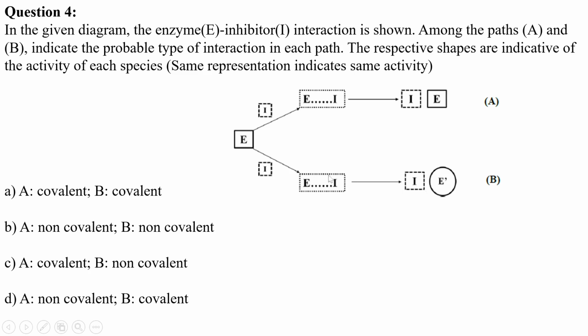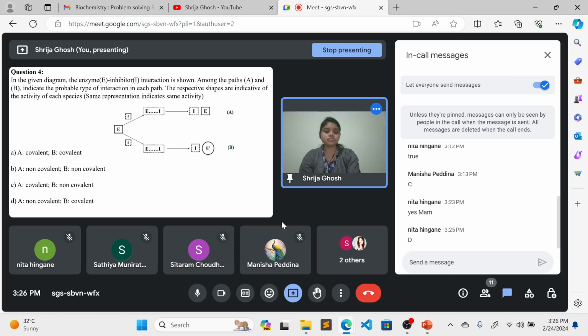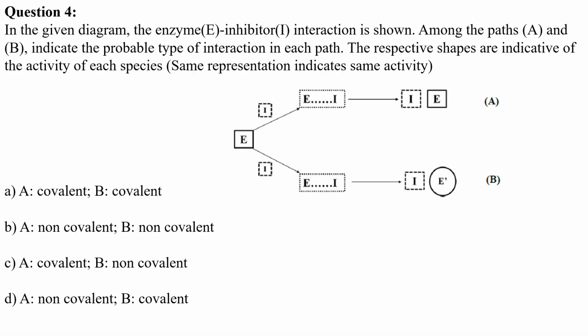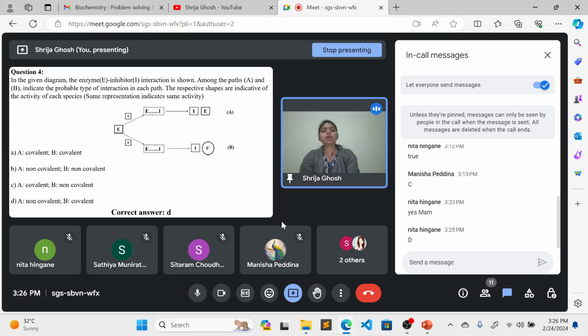Now we have to tell what is the type of interaction between the enzyme and inhibitor during path A and path B. Neeta has answered option D. So path A has non-covalent interaction and path B has covalent interaction. That is the correct answer. So why does it have a non-covalent interaction in the first case and covalent in the second case? Would you like to explain?